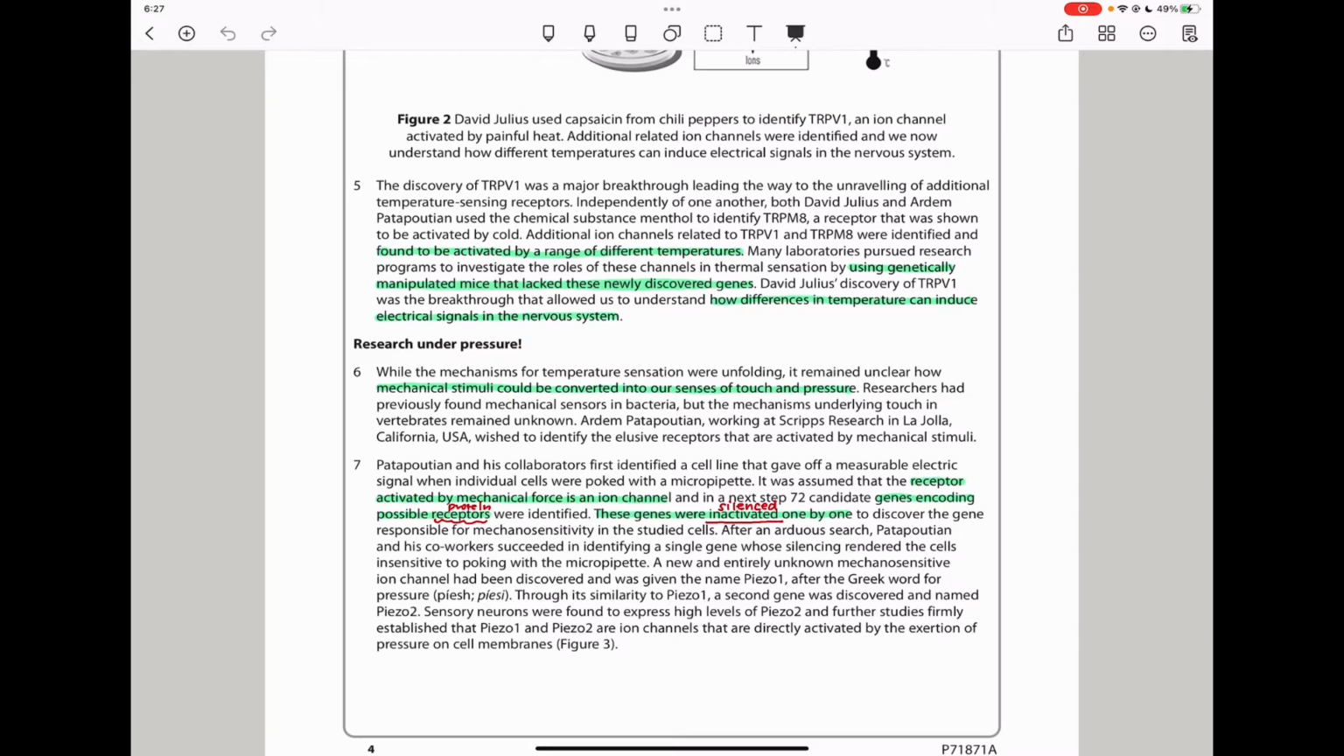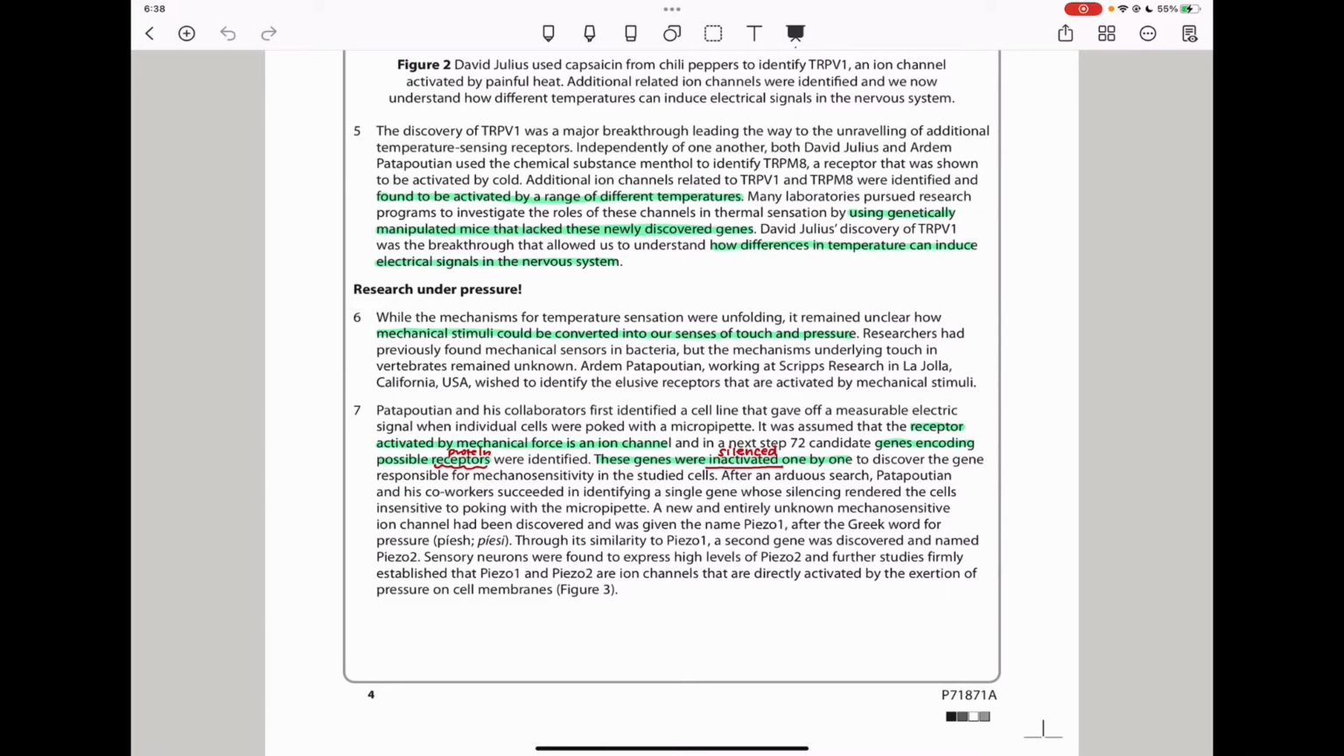Research under pressure. We'll look at paragraph 6. It says, while the mechanisms for temperature sensation were unfolding, it remained unclear how mechanical stimuli could be converted into our senses of touch and pressure. So here they say, researchers had previously found mechanical sensors in bacteria, but the mechanisms underlying touch in vertebrates remained unknown. Ardem Patapoutian, who worked with the Scripps Research in La Jolla, California, USA, wished to identify the elusive receptors that are activated by mechanical stimuli.